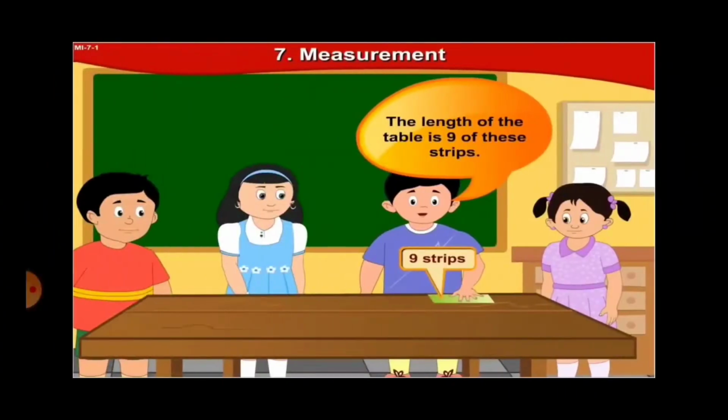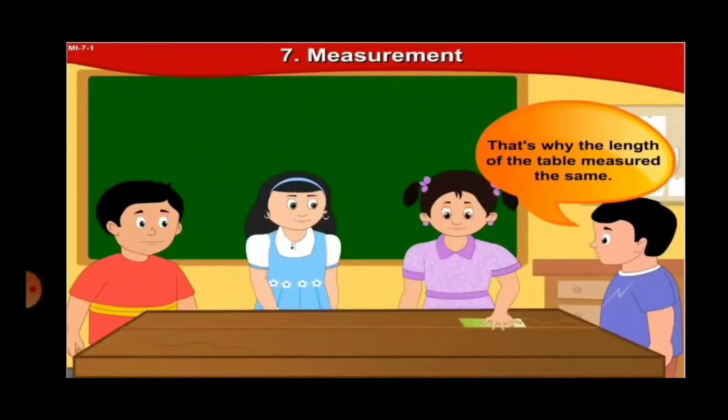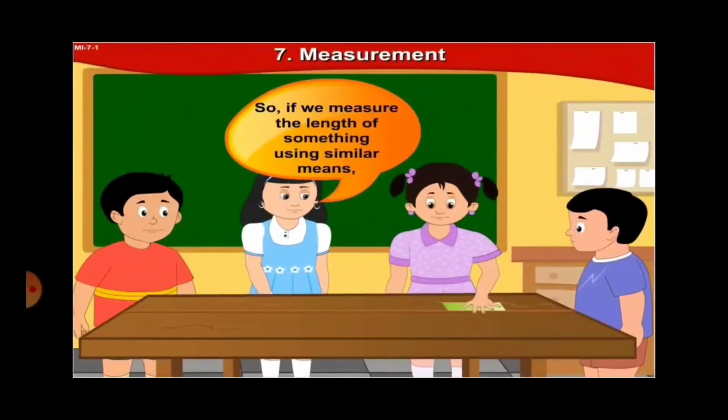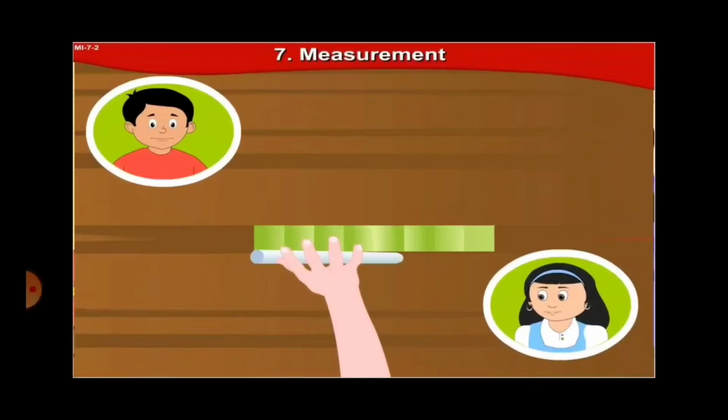Now they both were given the same size of paper strip and both got 9 strips. Means the length of the table measured the same. Children, this tells us that if we measure the length of something using similar means, it measures the same. Now, if we have to measure the size of a chalk stick, we use the same paper strip.